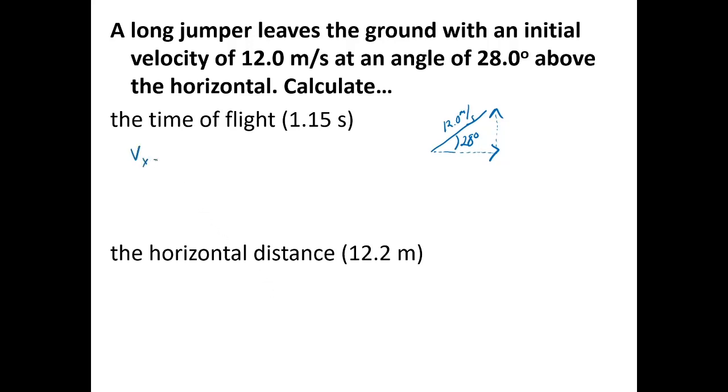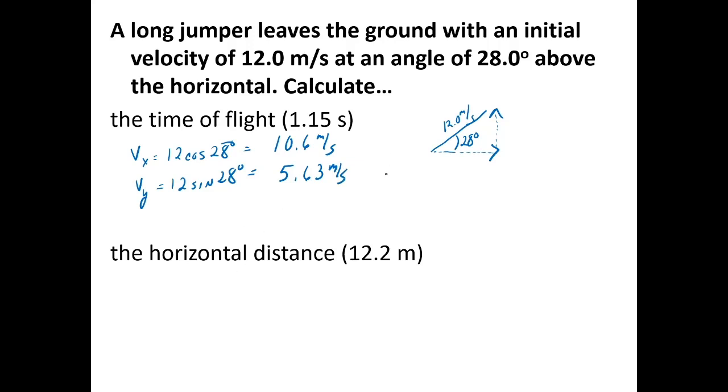So Vx will be 12 cosine 28 degrees, and Vy will be 12 sine of 28 degrees. You should be seeing patterns here, and these are the same kind of patterns you're going to need to do on the quiz later this week. I'm just crunching out some numbers, and I get 5.63 meters per second.